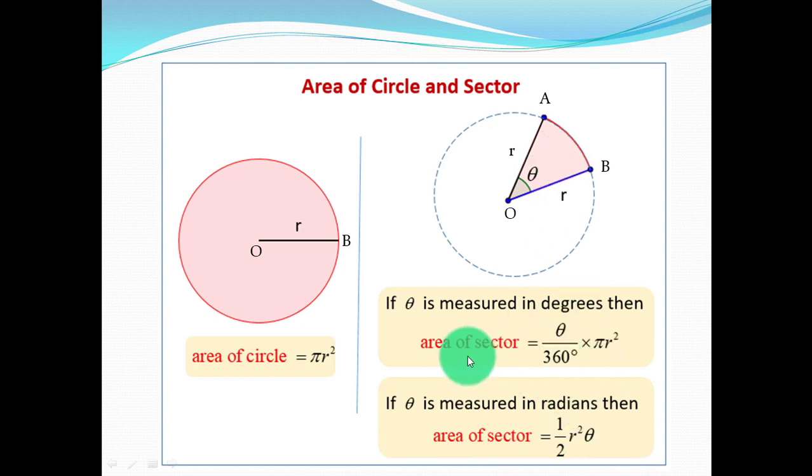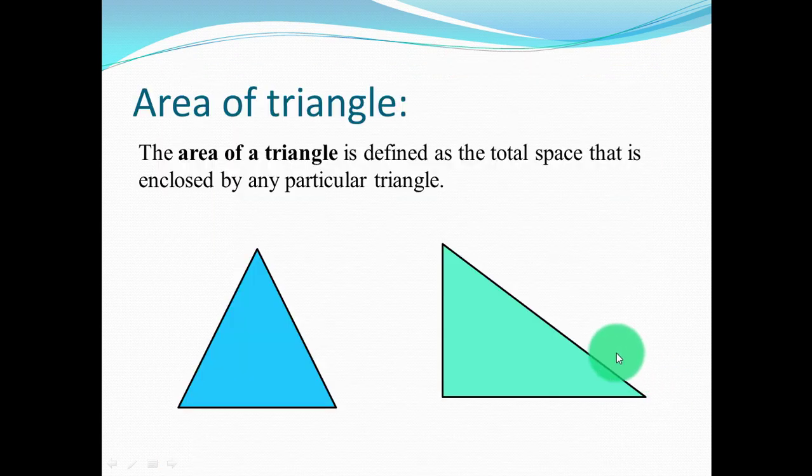Here it is clear that the area of a sector depends upon theta. The area and theta are directly proportional. If theta increases, it means that the area increases. If theta decreases, it means that the area decreases.